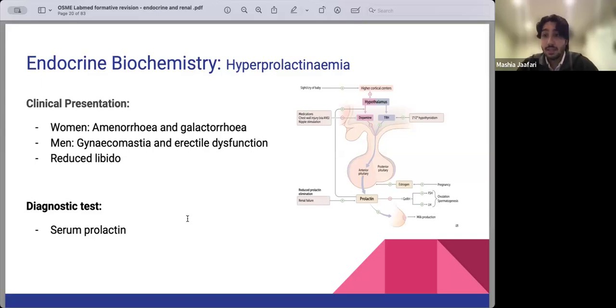So when you have prolactin that's too high, you basically get an inhibition of FSH and LH. And so you're going to get a reduction in your sex hormones. So you're going to get sexual dysfunction, amenorrhea in women, erectile dysfunction in men, and the galactorrhea and the gynecomastia is because prolactin stimulates the breast tissue to produce milk. And we can just test our serum prolactin to see if it's elevated. It's quite a straightforward diagnostic test.